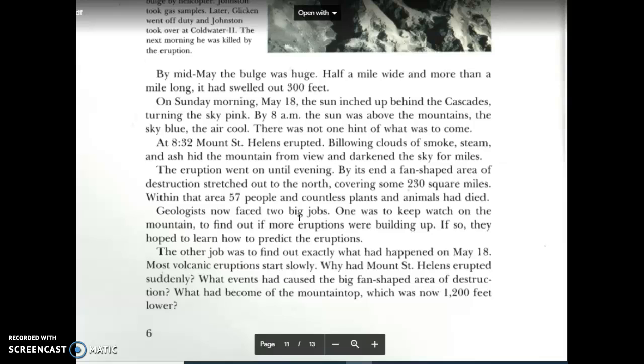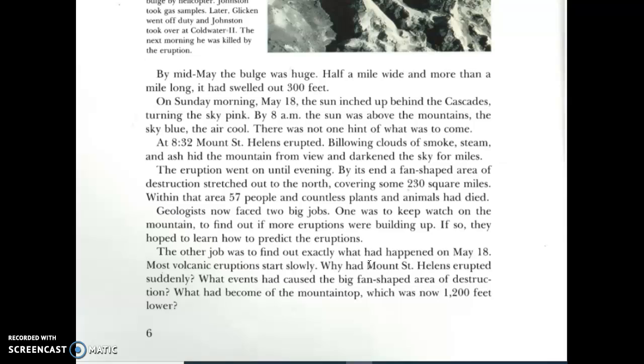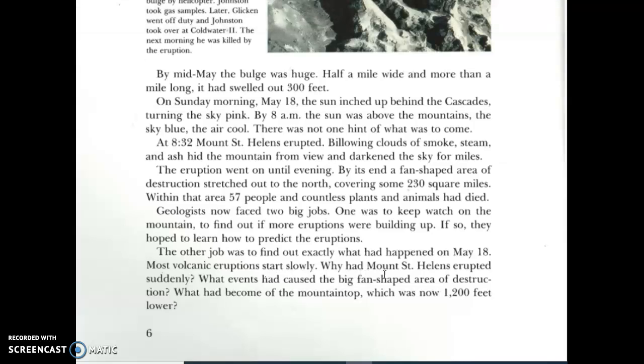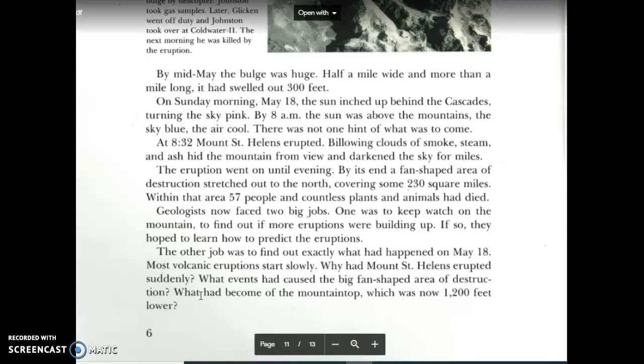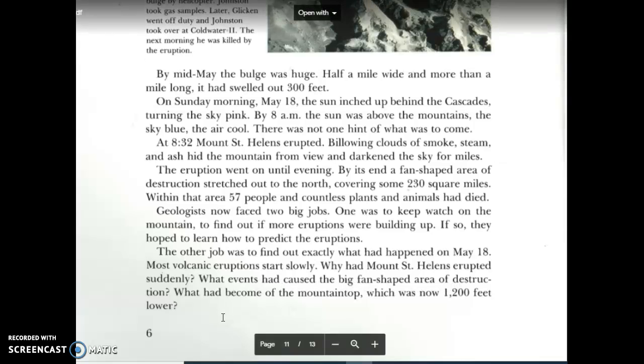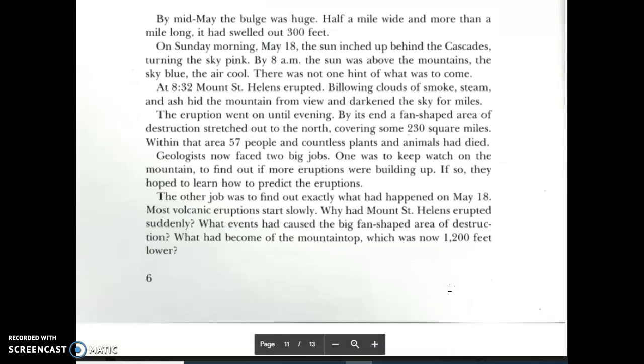Geologists now faced 2 big jobs. One was to keep watch on the mountain to find out if more eruptions were building up. If so, they hoped to learn how to predict the eruptions. The other job was to find out exactly what had happened on May 18th. Most volcanic eruptions start slowly. Why had Mount St. Helens erupted suddenly? What events had caused the big fan-shaped area of destruction? What had become of the mountaintop, which was now 1,200 feet lower?